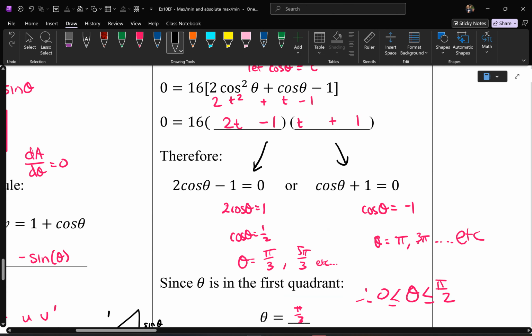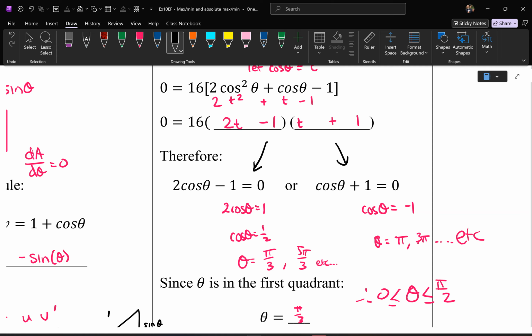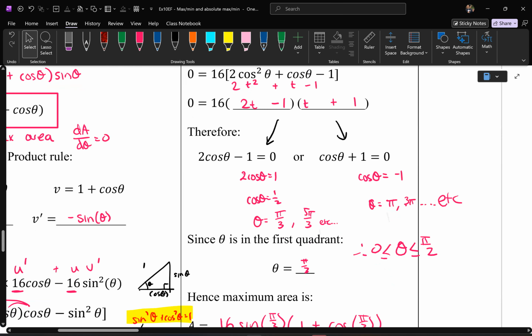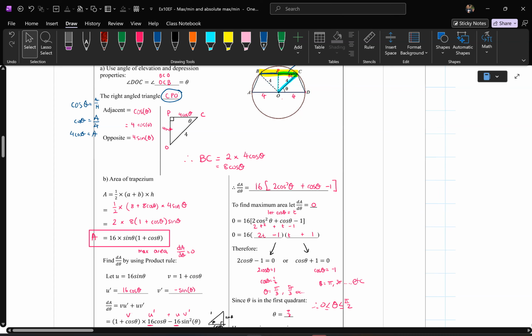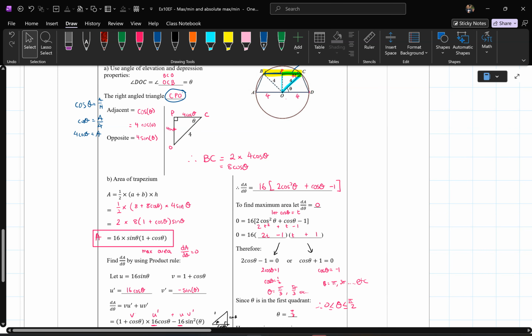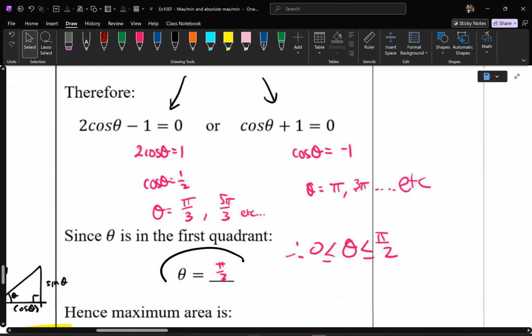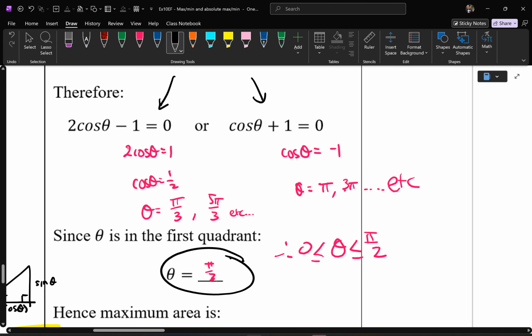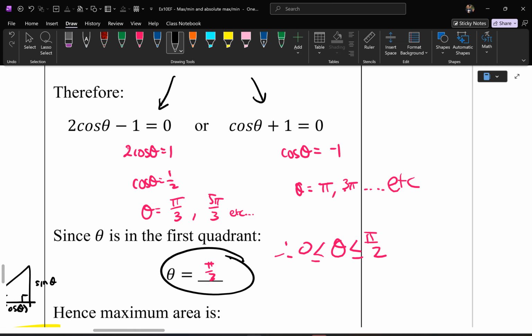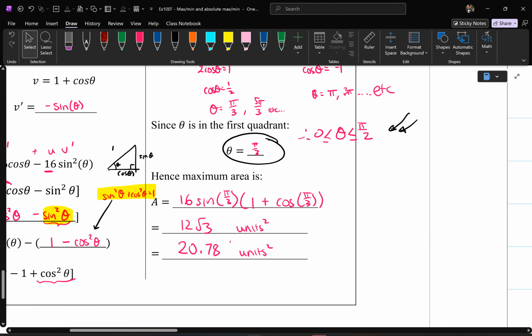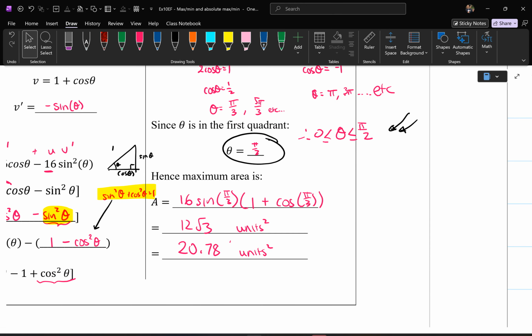You got pi over 3, 5 pi over 3, etc., and then pi, 3 pi, etc., to equal -1 or half. And since we know that based on the diagram, angle theta is in the first quadrant between 0 and pi over 2, it means the only angle that works is pi over 3 for the trapezium to exist. And that probably would have been the key thinking point. Once you know theta is pi over 3, sub it back into your area function, and you should end up with 12 root 3 as your answer.